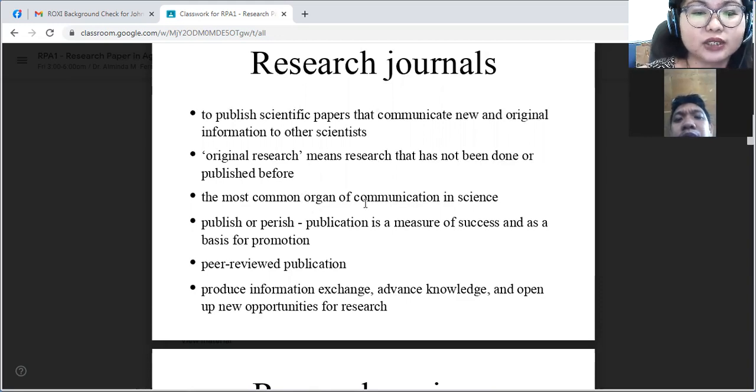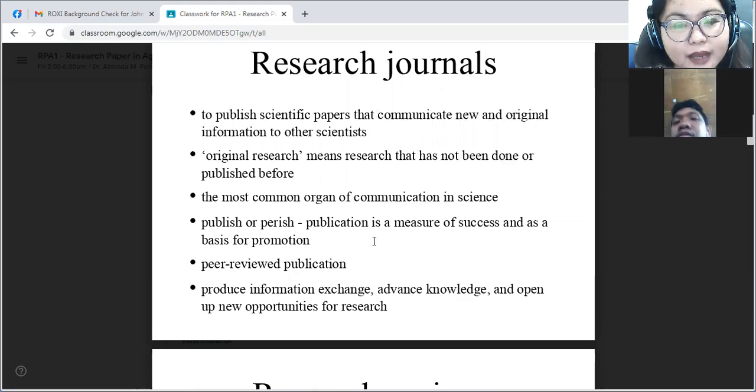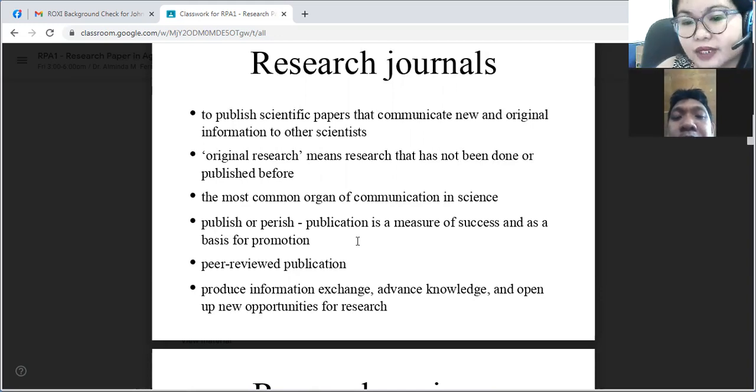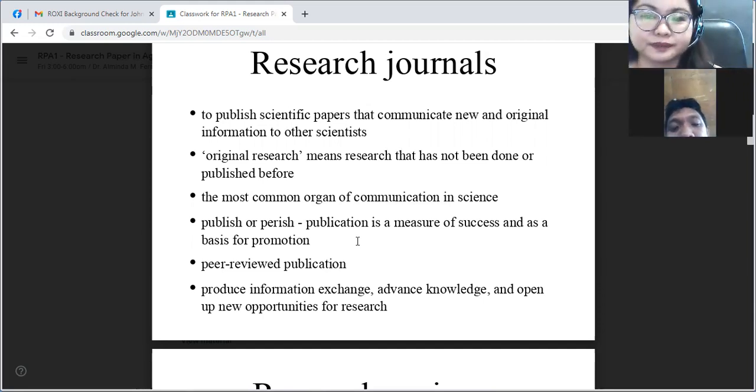And it is also the common organ of communication among scientists, no? So it's the life of scientists, if you are a scientist, you should be able to publish it in the journal. So that's why they have the saying, publish or perish. A publication is their measure of success. So if you consider yourself a scientist, Eson?